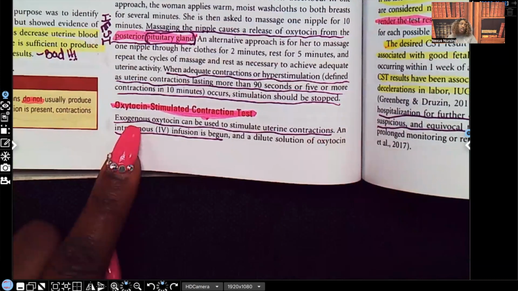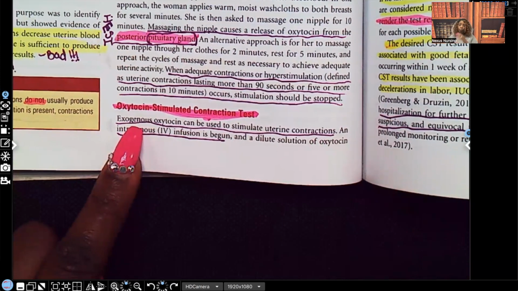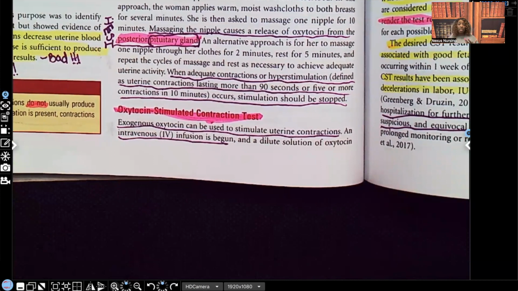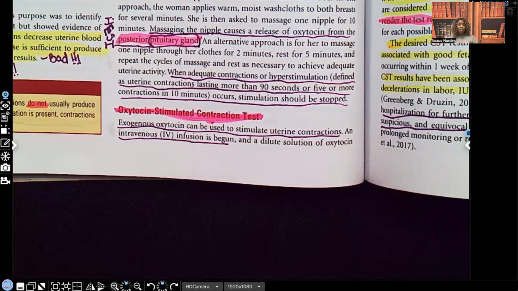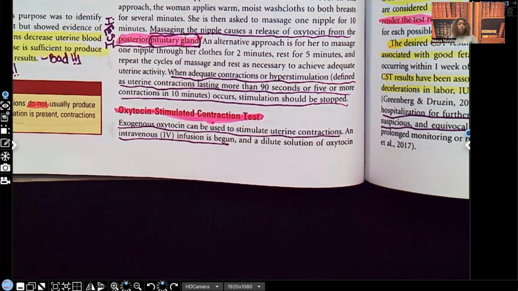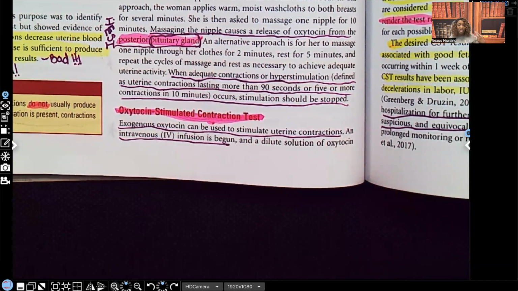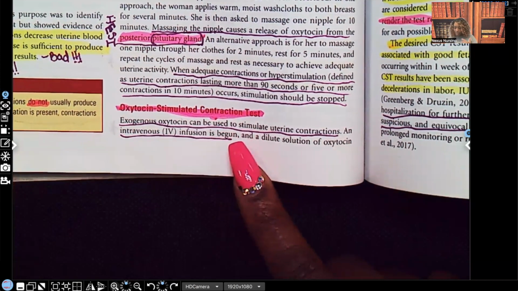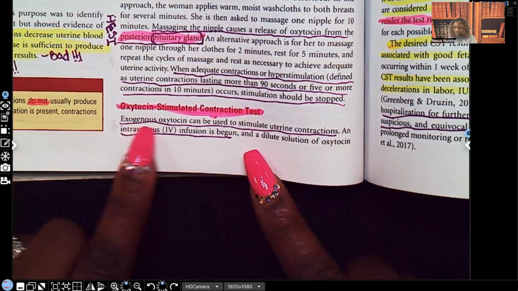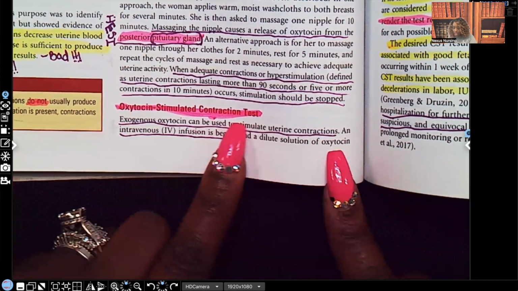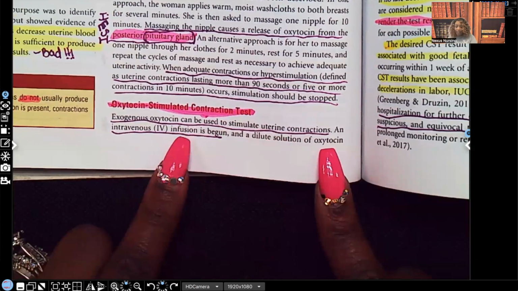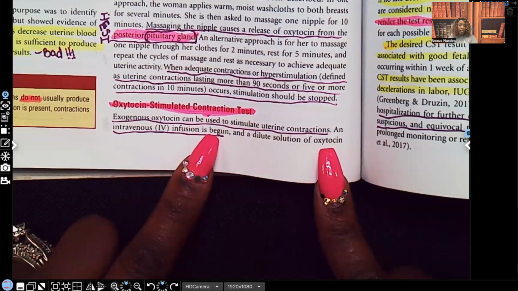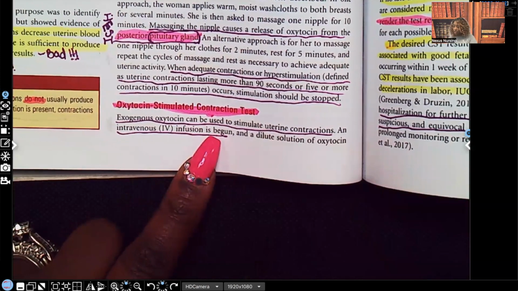Exogenous, that word exogenous means outside. So you can have endogenous oxytocin, where your body naturally makes and releases oxytocin, or you can have exogenous, where you're getting it from an outside source. It's being injected into you, or you're taking it orally, depending on what we're talking about. In this case, it's being injected in. Exogenous oxytocin can be used to stimulate uterine contractions. An IV infusion is begun. The patient will be getting it intravenously.